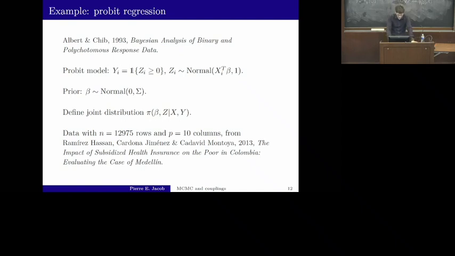Here I'm going to use some data from this study, impact of subsidized health insurance on the poor in Colombia. There's about 13,000 rows, which means 13,000 z's here, because there's one latent variable z for each row. But it's only 10 betas, 10 regression coefficients.